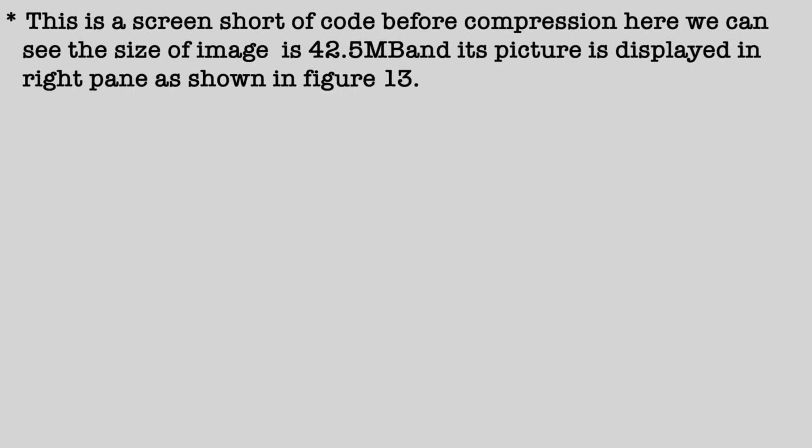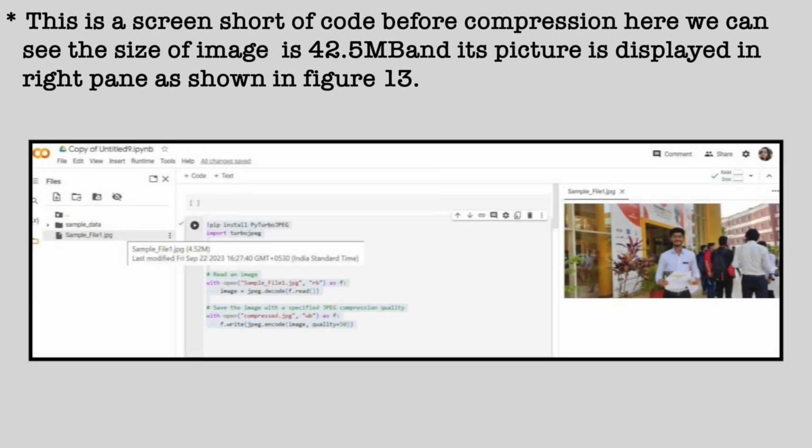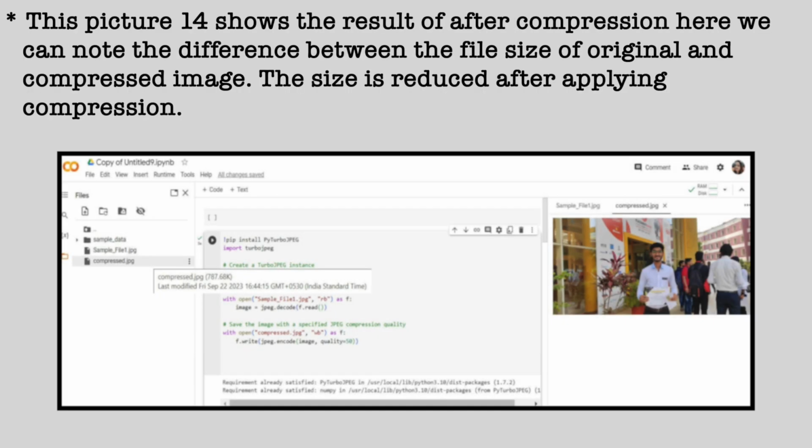The screenshot of the code before compression: here we can see the size of the image is 42.5 MB and its picture is displayed in the right pane of the figure, as shown in figure number 13. Figure number 14 shows the result after compression. Here we can note the difference between the file size of the original and compressed image. The size is reduced after applying compression.